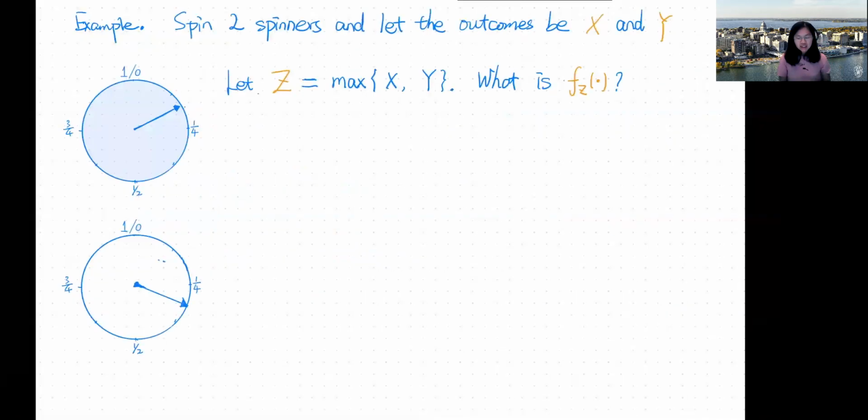Now let's consider one last example for this video. In this example, we spin two spinners, spinner 1 and spinner 2. We spin both spinners and record the outcome. Let the outcome of the first spinner be X and the outcome of the second spinner be Y. Let both be fair spinners, and also let the outcome of the spinners be independent.